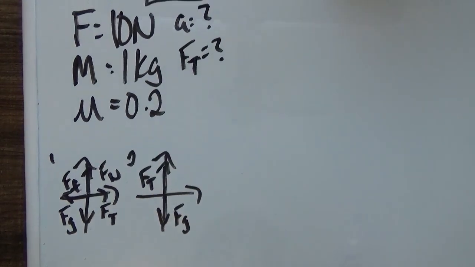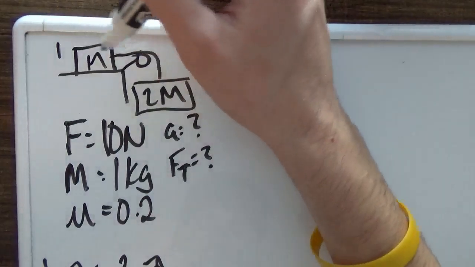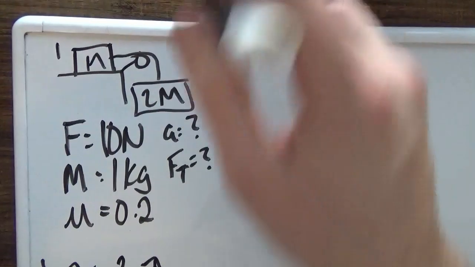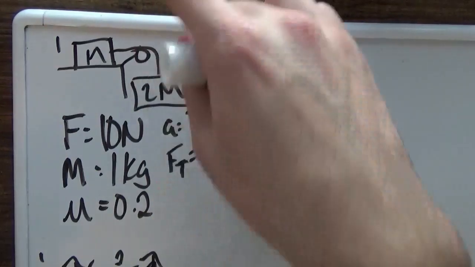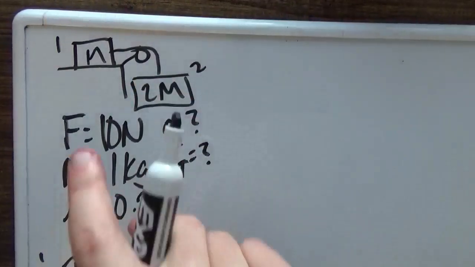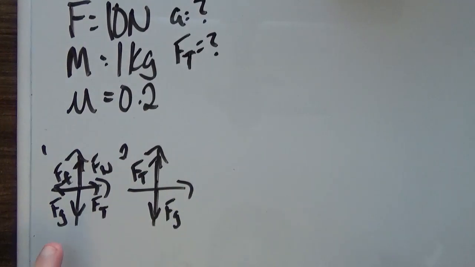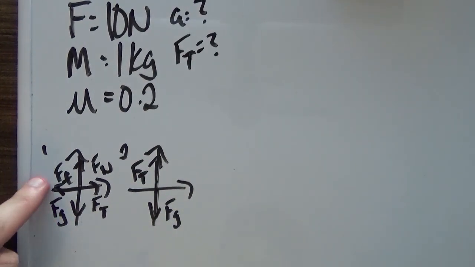So obviously for block 1, we are mostly concerned about the x direction forces here, and for block 2 we're just concerned about the y, because that's the only important direction. But the x direction for block 1 has friction. Which we don't know. We have the coefficient of friction, but we don't know the friction force.